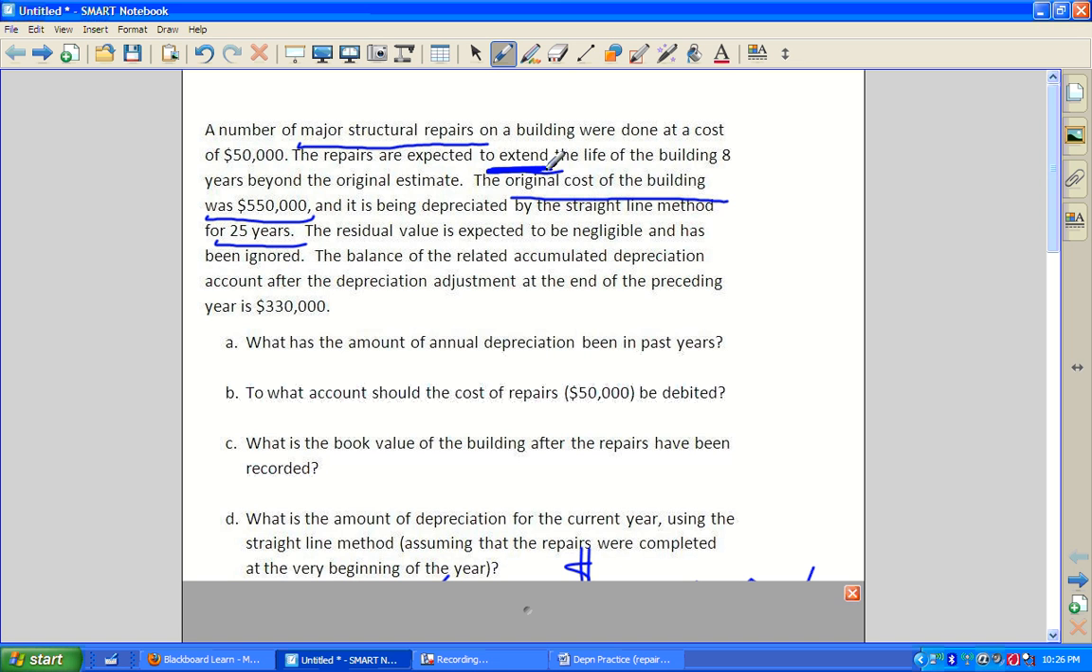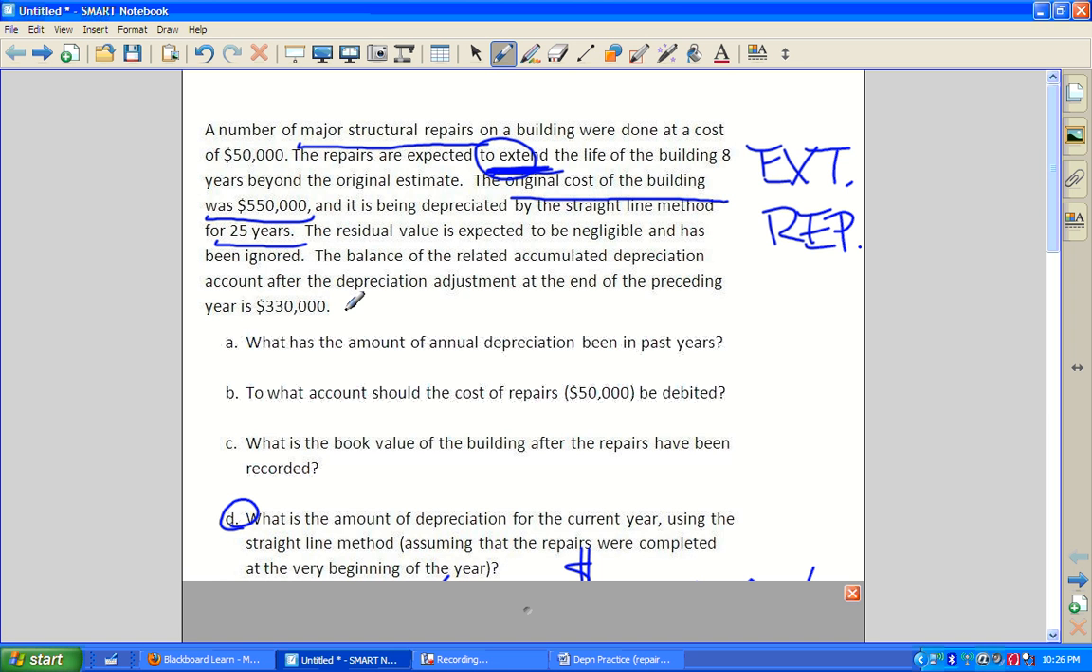That's a big key right there, because anytime we see extension, that to me means the EXT reminds me of extraordinary repairs, not a betterment. It's an extraordinary repair, which means it's going to extend the life. You're probably going to have to recalculate the depreciation, which they do in Part D eventually.